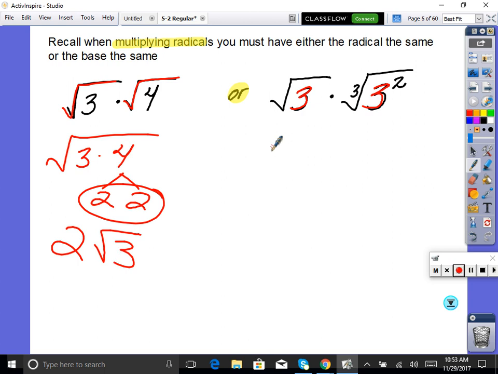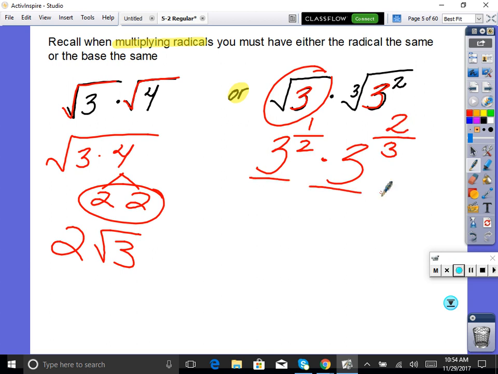Right here, wouldn't we say this is 3 to the, well, it's not the same radical, so we're going to have to solve this by rational exponents instead, right? So remember, roots go on bottom, power goes on top. So this would be 2 over 1, wouldn't it? Times 3, root goes on bottom, power goes on top. When you multiply the same base, you add the exponents.